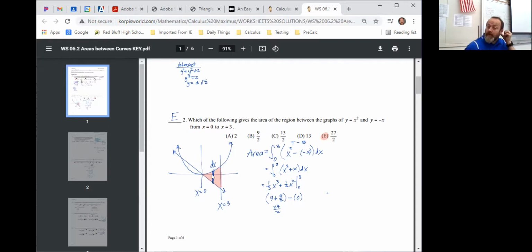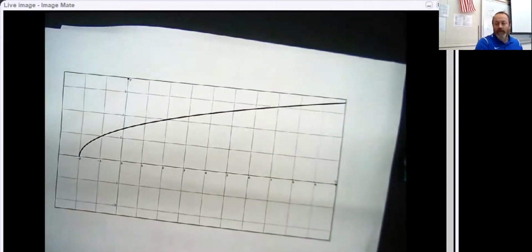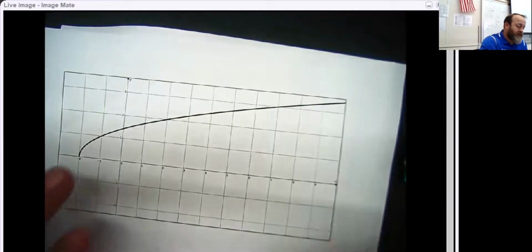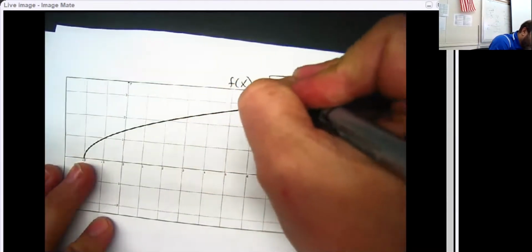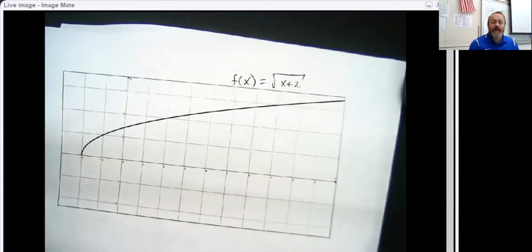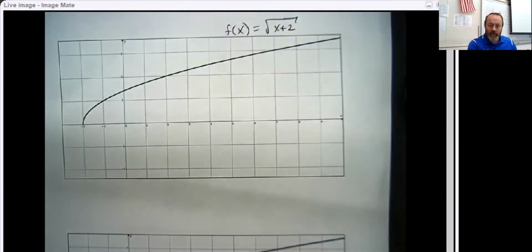And I gave people a long time to work in class today, but additionally, we did something else. So let me show you what we did additionally in class today. So I had them kind of sketch this thing right here. And this is a very simple square root graph. This is f of x equals the square root of x plus 2. And you should know that that is going to take that curve and slide it to the left 2 units. And so it's just sitting right there.